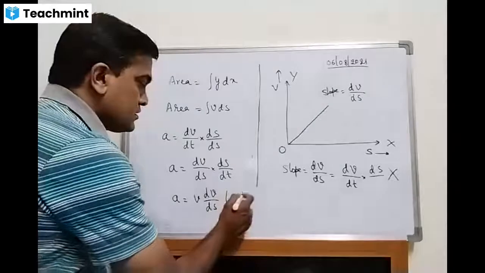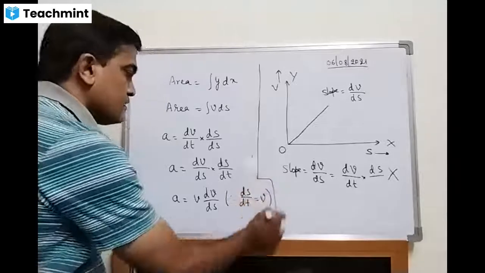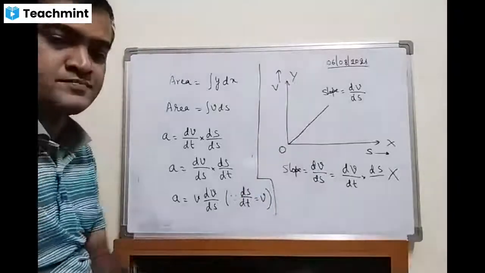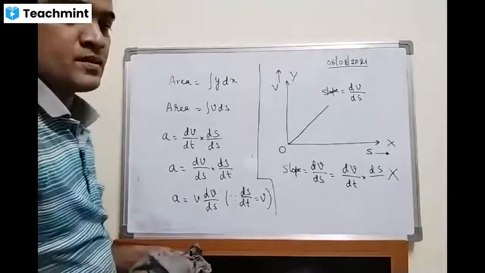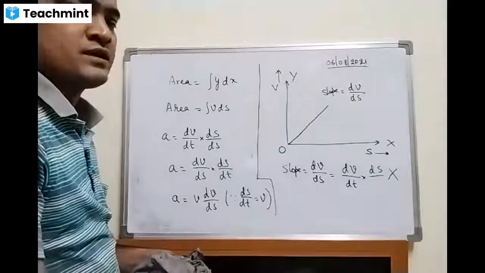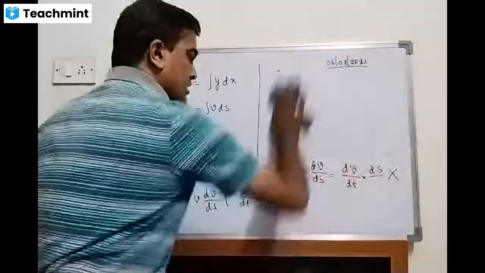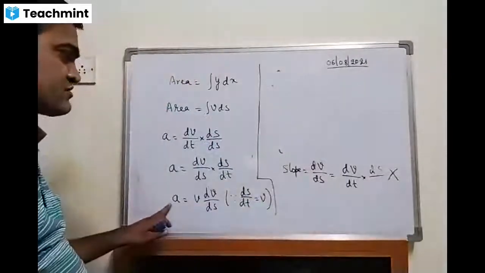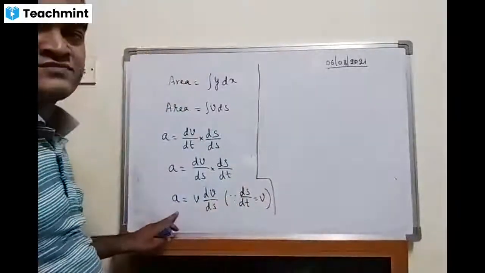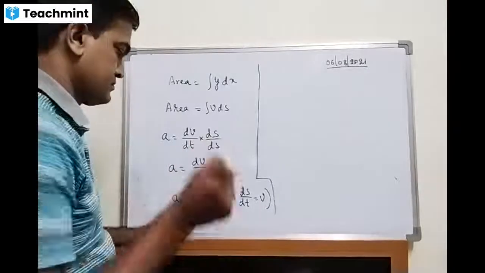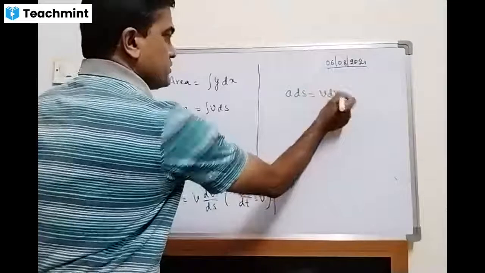Yes, sir. ds by dt is equal to v. Okay. Right? This is somewhat complicated. I mean, not complicated, but if you understand, this is easy only. Now, can I take this ds towards left side? If I take ds towards left side, what I will get? A into ds is equal to v into dv.